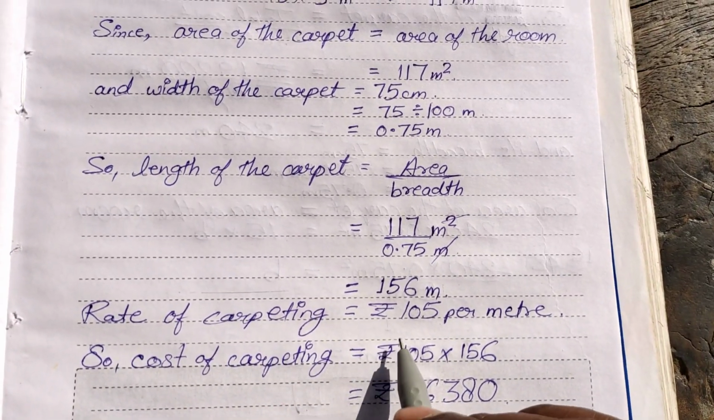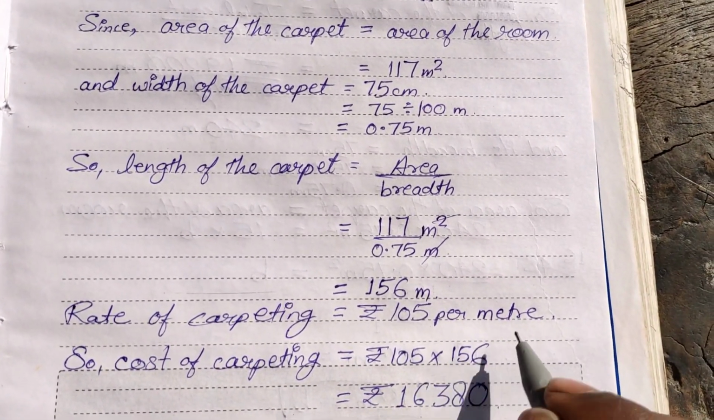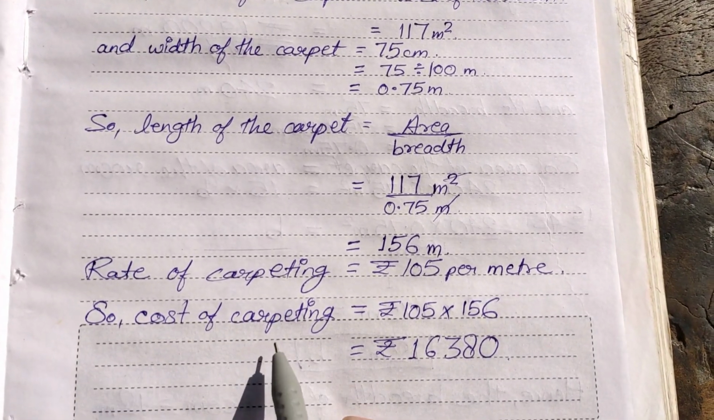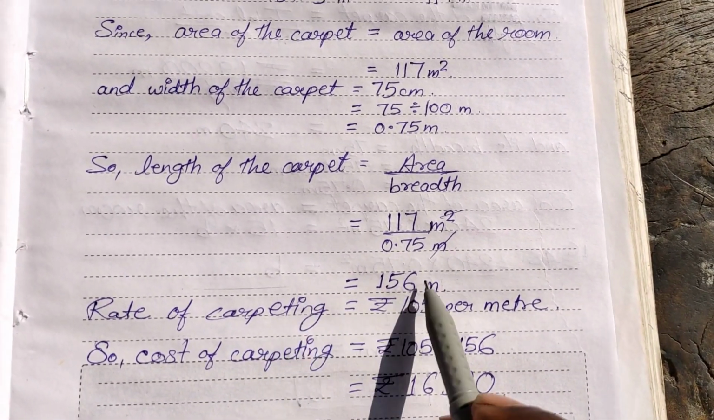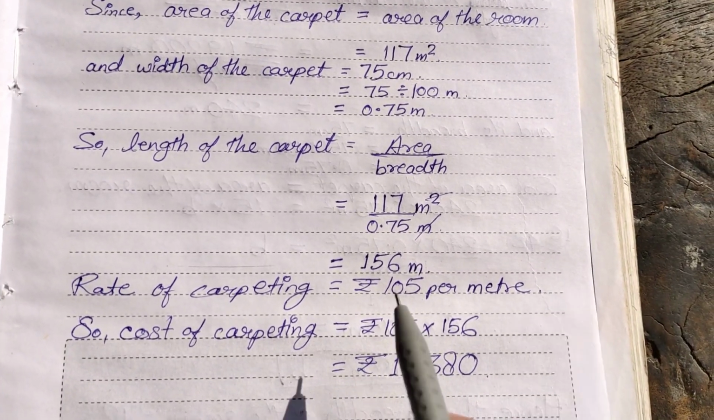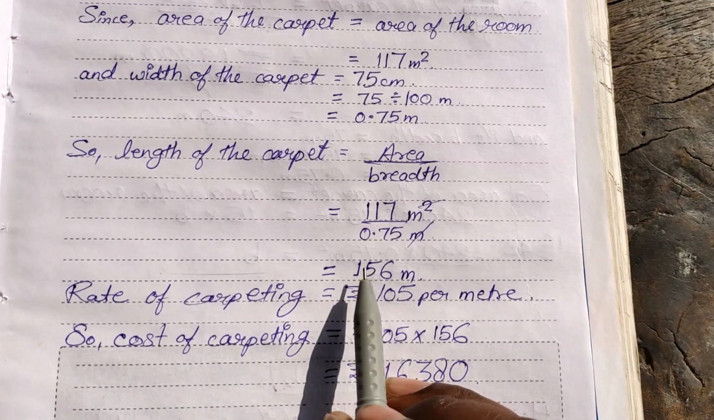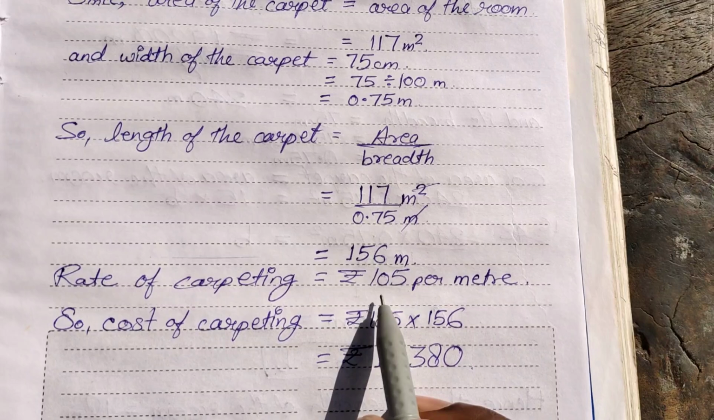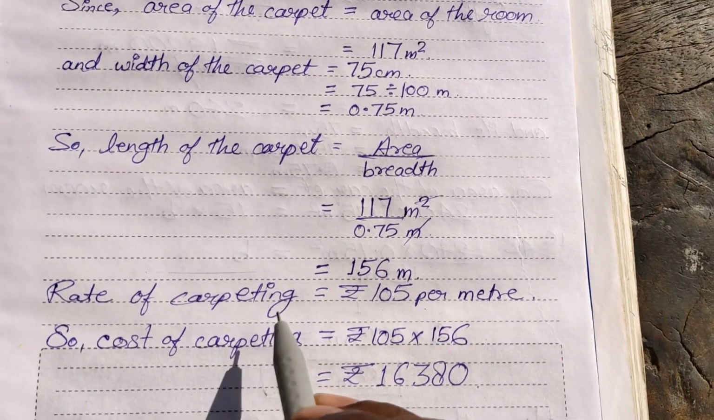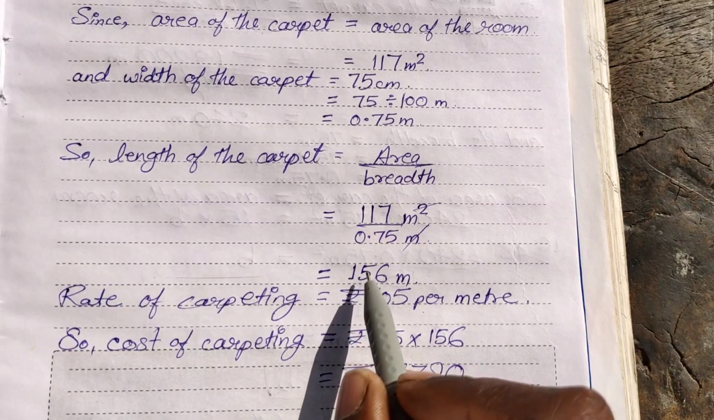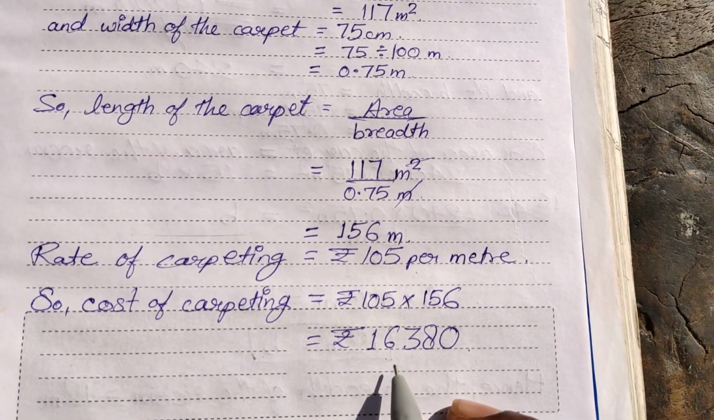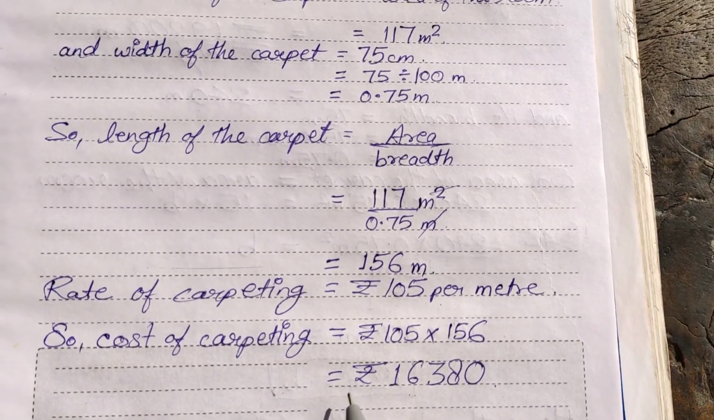Now the rate of carpeting is given as 105 per meter. So the total cost of carpeting: the length is 156 meter. Now multiply the rupees with the length of the carpet. Multiply this 105 per meter, here written per meter, with the length of the carpet. Multiplying, we have 16,380 rupees as the total cost.